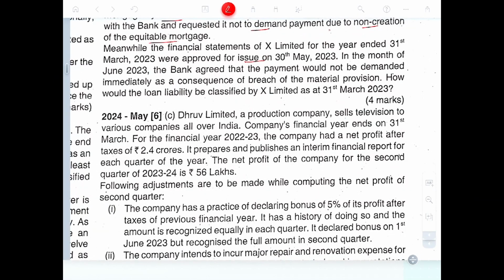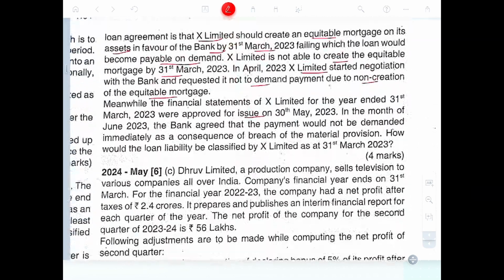By 31st March, the act should be done. If not done, it will remain payable. On 31st March, the act had not been done. Then what? It became a current liability. But the approval date is in May, and it was agreed on a day after that. These are events happening after the signing of the audit report, events happening after the reporting date. That's how we consider it.